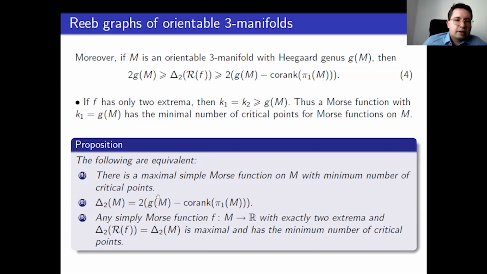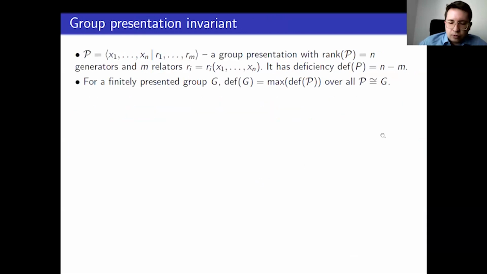So the question is for which manifold we have equality in this bound and also in previous bounds. But let us focus on three manifolds and how to describe this number and/or calculate it. And we can use the following methods from group presentations. Recall that we have a presentation of a group with n generators and m relators.